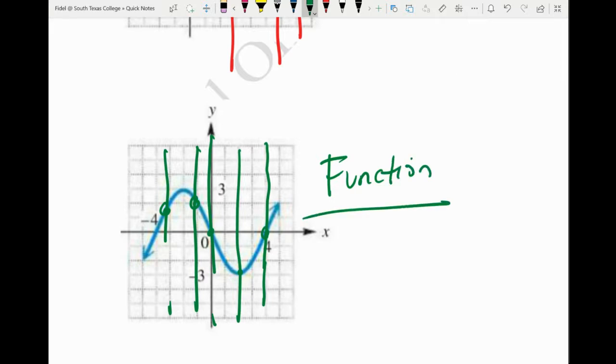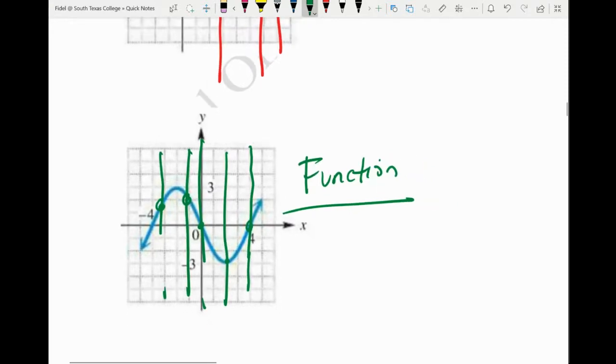So the vertical line test, a lot of people like it because all you got to do is draw a line. Pretty easy breezy to figure out, right?